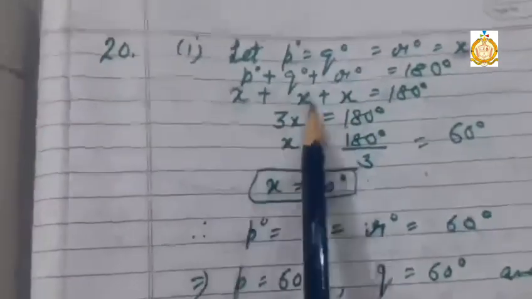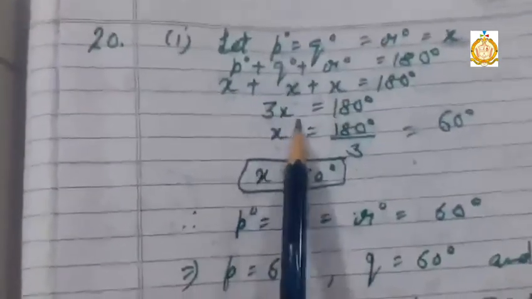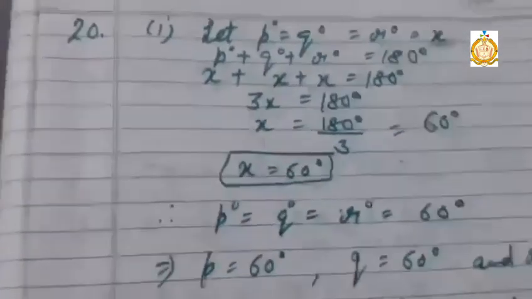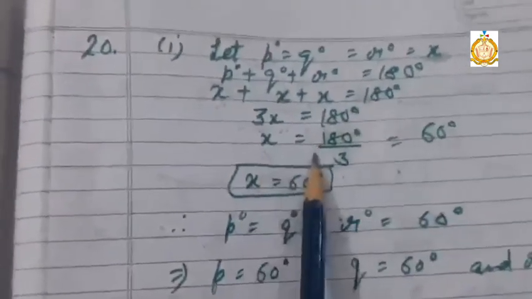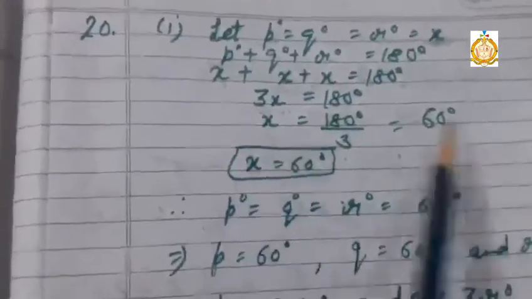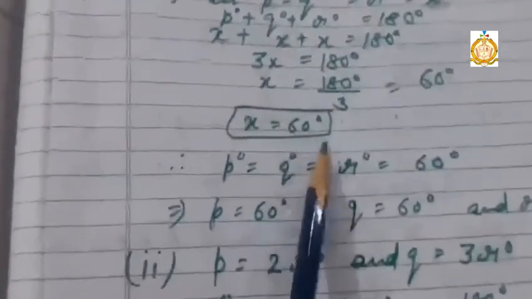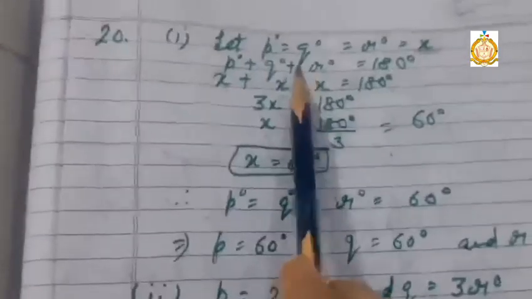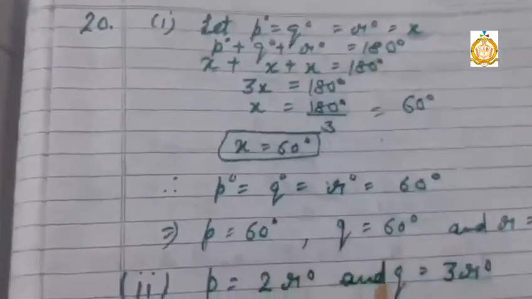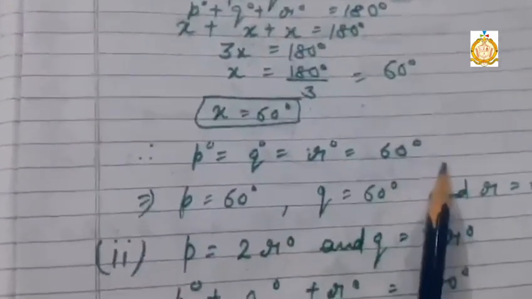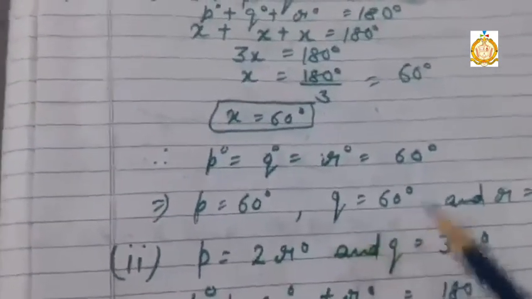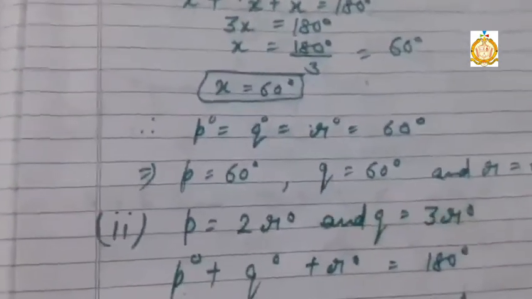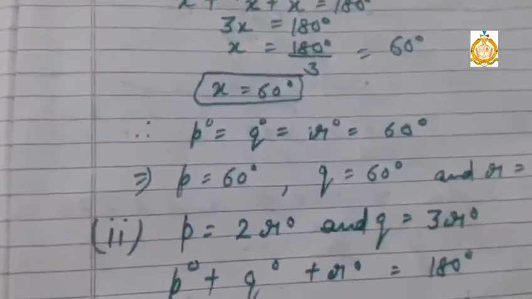So x plus x plus x gives us 3x. So 3x equals 180 degrees. Solving it, you will get x equal to 60 degrees. Here the value of x is 60 degrees. Therefore the value of P, Q and R is also 60 degrees. So individually, P is 60 degrees, Q is 60 degrees, and R is also 60 degrees.